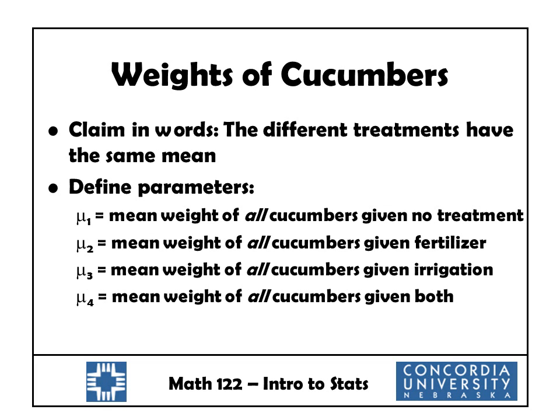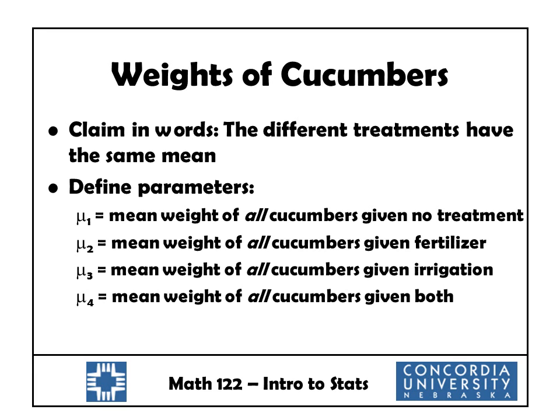Well, let's set up our formal hypothesis test and define our parameters. So first of all, we're going to state a claim in words. And this claim is that the different treatments have the same mean. So in other words, we're claiming that our 4 populations all have the same mean weight. Now, just a cursory glance at our data indicates that this claim is probably not true, but still we're going to go ahead and claim it.